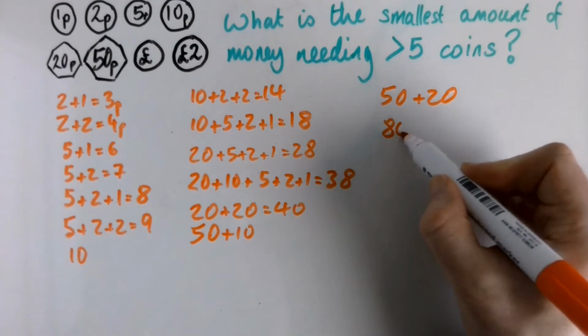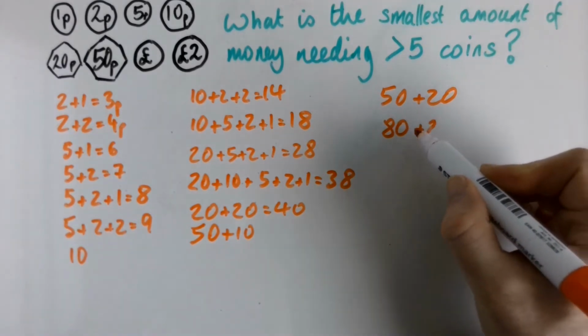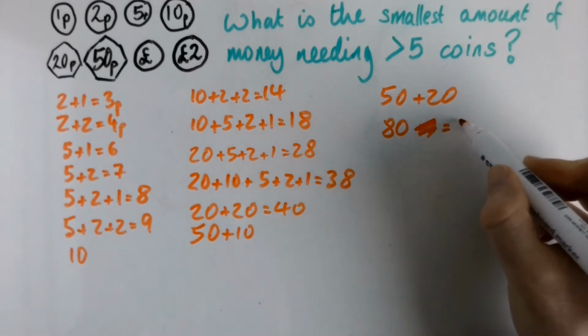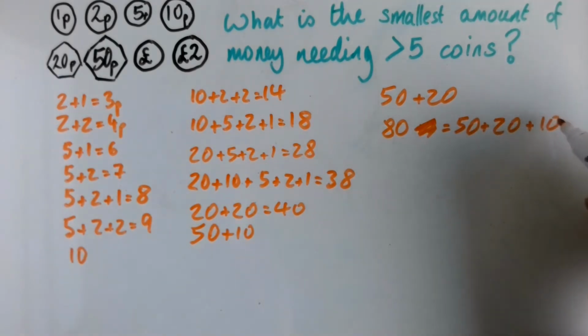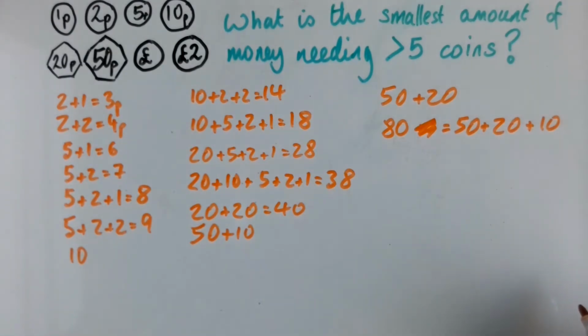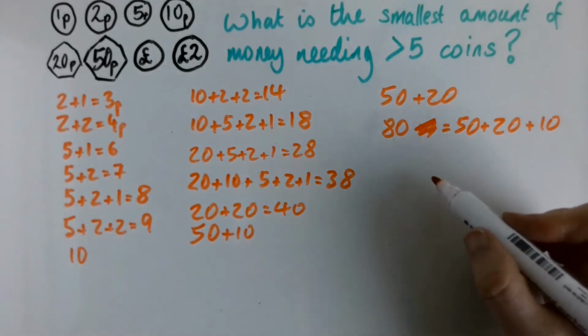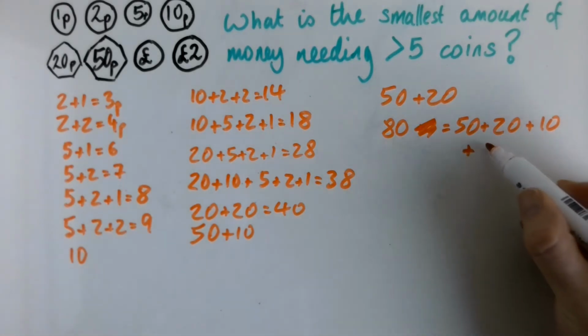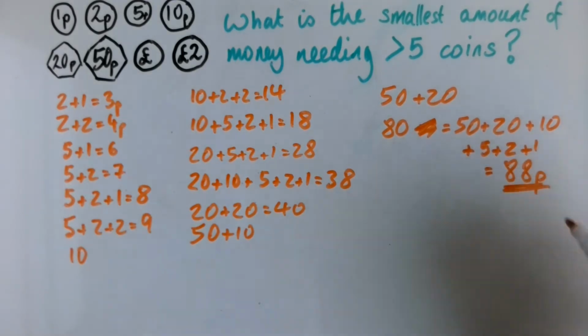80 is going to take me 50 plus 20 plus 10. So that's taking me 3 to get there, and then I know it takes 3 to get 8. So it looks like it's 88, because if I then add 5 and 2 and 1, I get 88 pence.